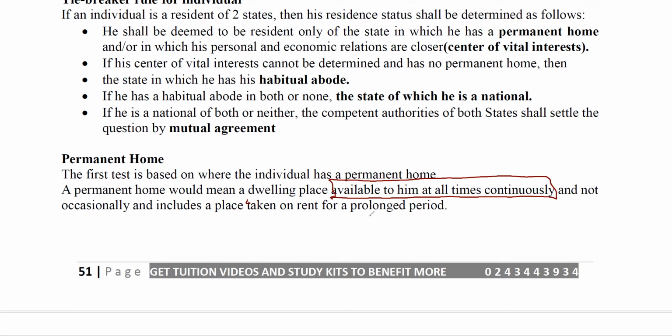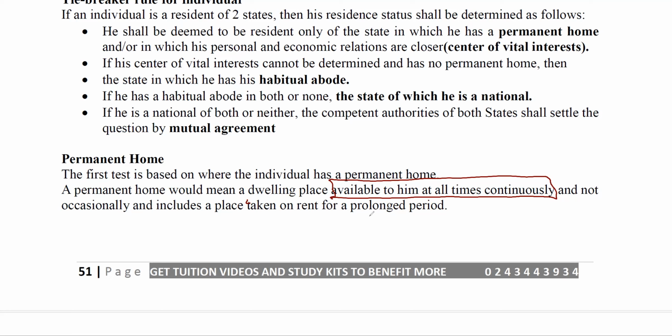All times continuously. That's what you have to write down, because this is what you use to answer exam questions. So when you get a question, you are going to ask the person whether the particular residence is available to him, or that dwelling, that place, is it available to him at all times continuously? Do you get it? That's the keyword.